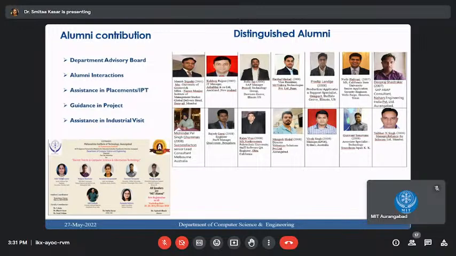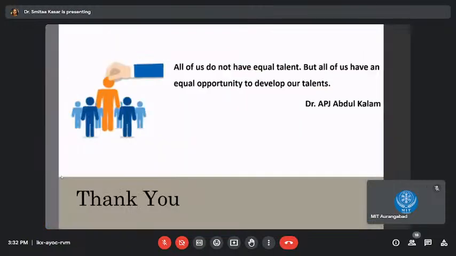They give guidance in the project. For industrial visits also, they assist us, and they also assist us for IPT as well as placements. Last year, if you can see the pic, we came up with a workshop, and in that workshop, all the speakers were MIT alumni. It was a 3-day long workshop which the students have taken.